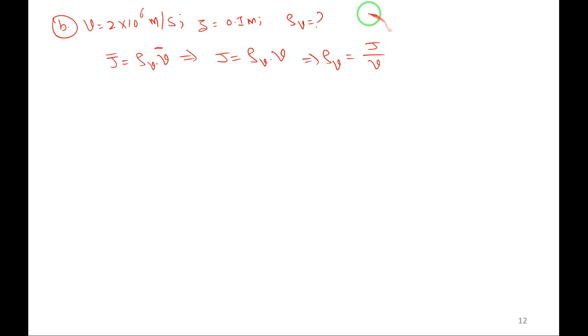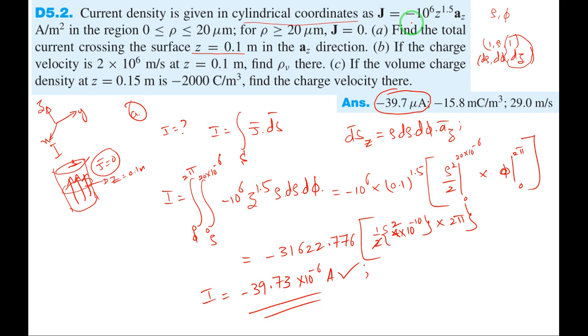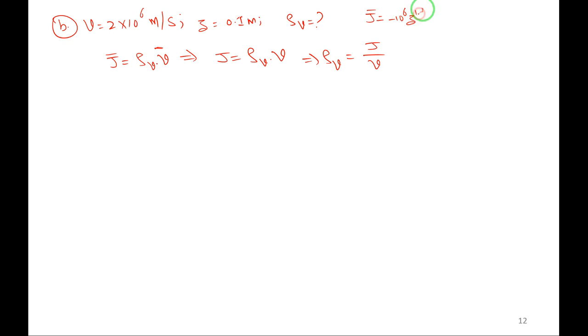So J vector is given. So I will write J vector, what is given? Minus 10 power 6 Z to the power of 1.5 into AZ. So if I want J, the magnitude, it is minus 10 power 6 into Z to the power of 1.5 into AZ, right? So this will give me magnitude. So let me write, I'll substitute here 10 power 6 into Z. What is Z here? Z is 0.1. So 0.1 to the power of 1.5 divided by, what is velocity? 2 into 10 power 6. So we will calculate here, we will get rho V.